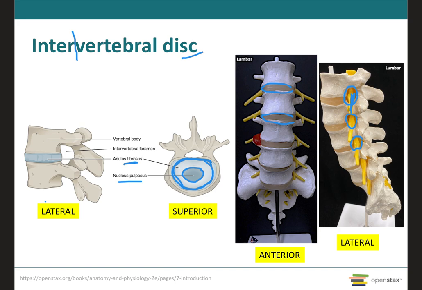Now, I don't consider this a bone feature because it's a feature that you need two vertebrae to be able to form. Therefore, it's a common feature, but it's not one bone feature.